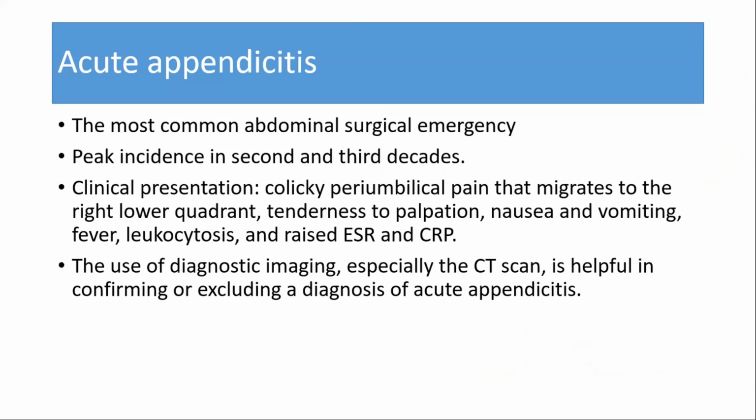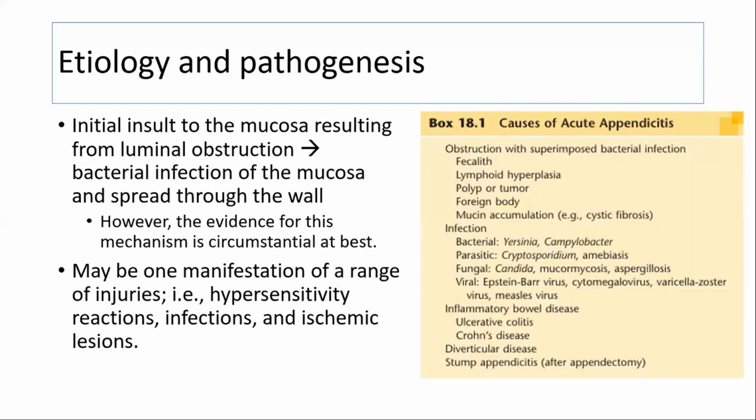So when we talk about acute appendicitis, again, it is the most common abdominal surgical emergency. Usually in the second or third decades, but we now do see it in more aged people. The typical clinical presentation is periumbilical pain that migrates to the right lower quadrant, tenderness, nausea, vomiting, fever, and the rest. With the use of diagnostic imaging, we can confirm and exclude the diagnosis of acute appendicitis.